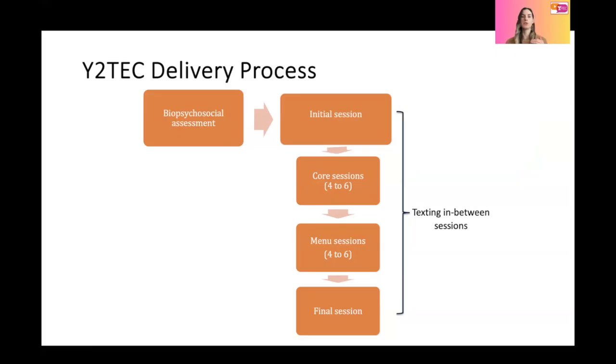That goes into core sessions, which are 4 to 6 based on the scores they get on their surveys, which I'll go into more in a moment. Then there will be 4 to 6 menu sessions, and then a final session. The intervention also includes texting in between sessions, for things such as appointment reminders, reschedules, and any resources that may be helpful during or after sessions.